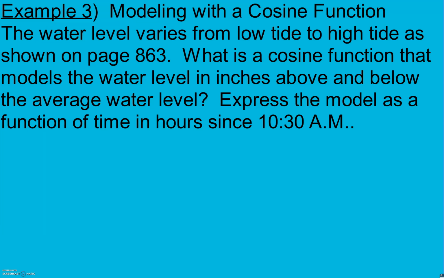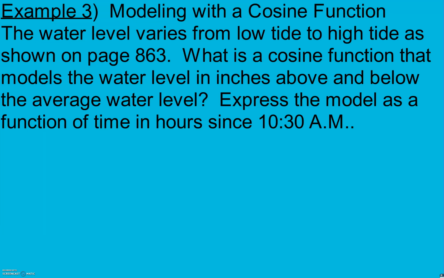Section 13.5, Part 2, Example 3, Modeling with a cosine function. The water level varies from low tide to high tide as shown on page 863. What is the cosine function that models the water level in inches above and below the average water level? Express the model as a function of time in hours since 10:30 a.m.